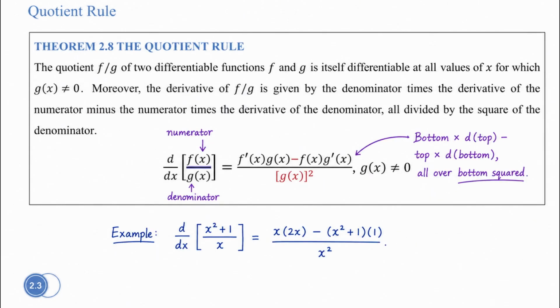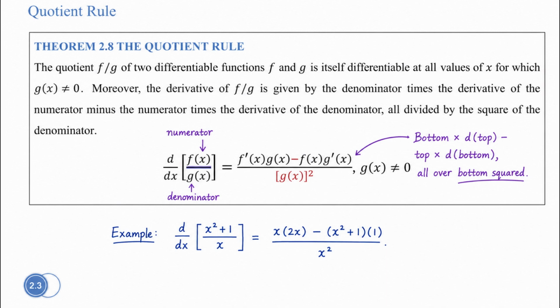Next is the quotient rule, which is used when one function is divided by another. If we have f(x) over g(x), then its derivative is f prime x times g(x) minus f(x) times g prime x, over g(x) squared, when g(x) not equal to 0. The numerator is the top function and the denominator is the bottom function. A memory trick is low d high minus high d low over low squared. That means bottom times derivative of top minus top times derivative of bottom, all over bottom squared.